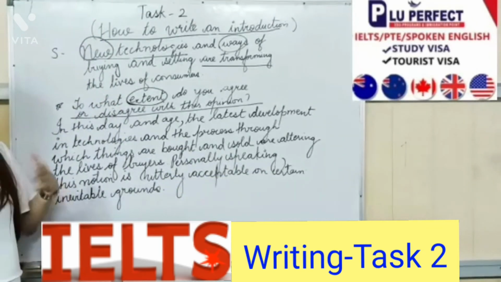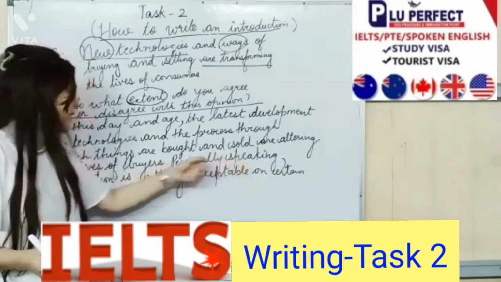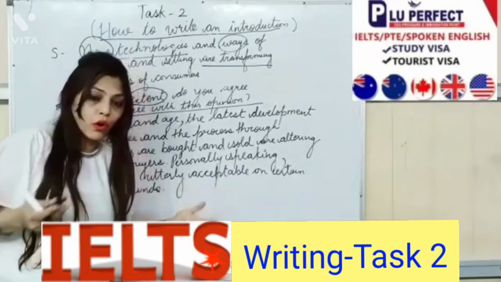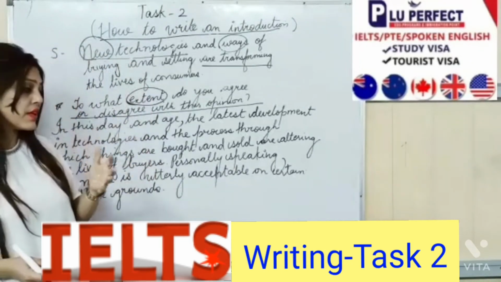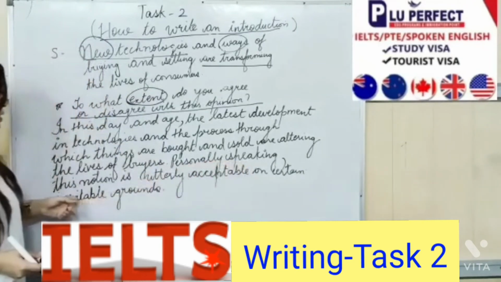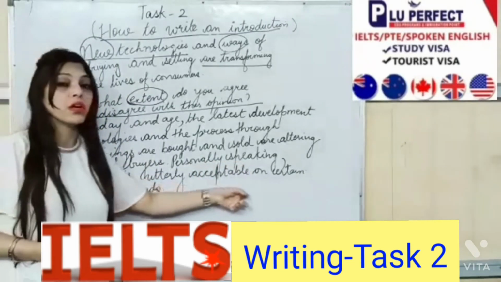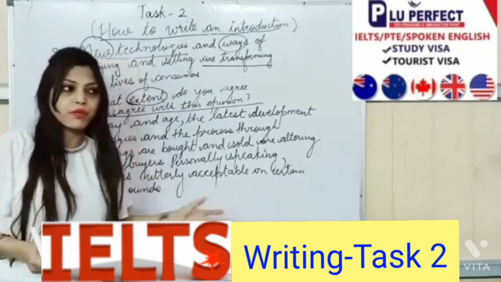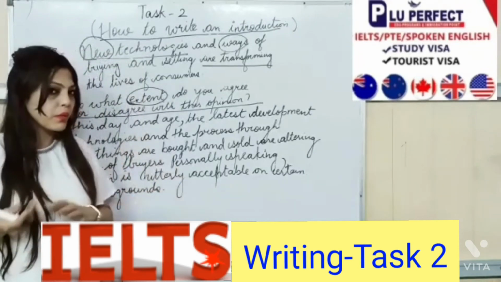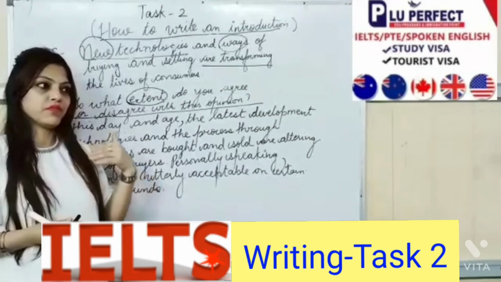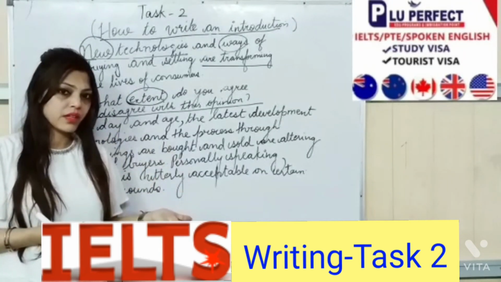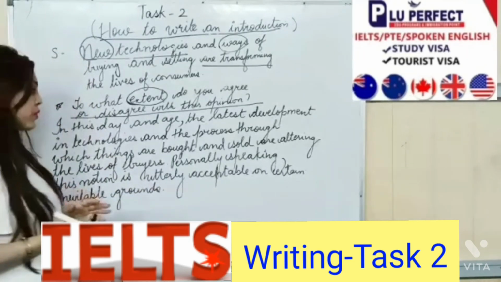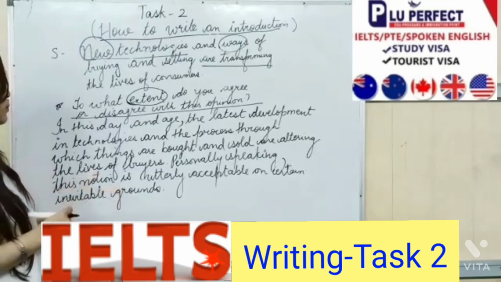Or if you say that I agree but partially, you can write personally speaking, this notion is acceptable, however, partially. Or if it is 70-30 or 30-70, then you can write personally speaking, this notion is acceptable to a great extent or unacceptable to a great extent, accordingly. So when you write partially, obviously 1 point agree, 1 point disagree. But if you write great extent, then 2 points agree and 1 point disagree, or vice versa. Okay, so I hope you got some ideas how to write an introduction.